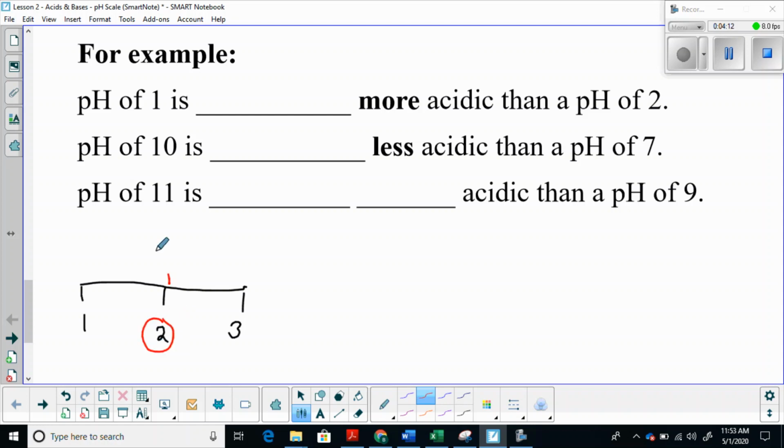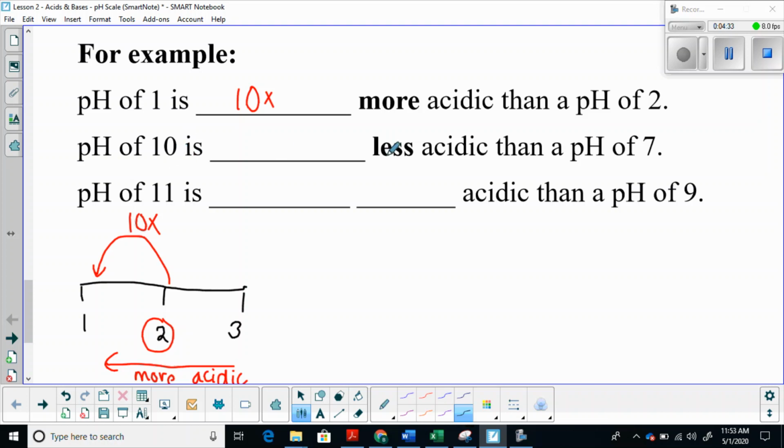So to get from 2 to 1, it would be 10 times more acidic. Because again, when we're approaching 1, we are more acidic. So this would be 10 times more acidic. Okay, let's look at the next one.